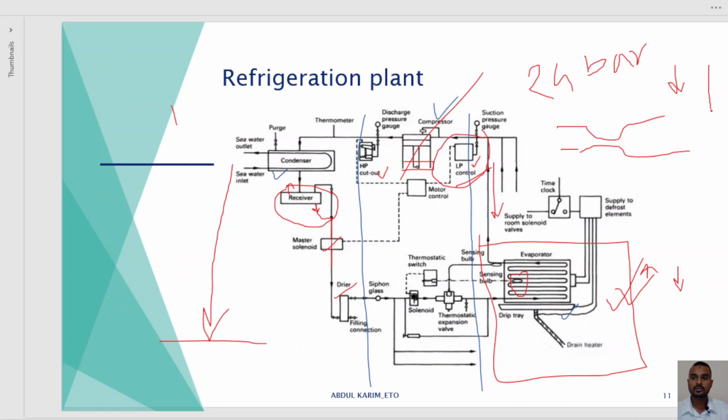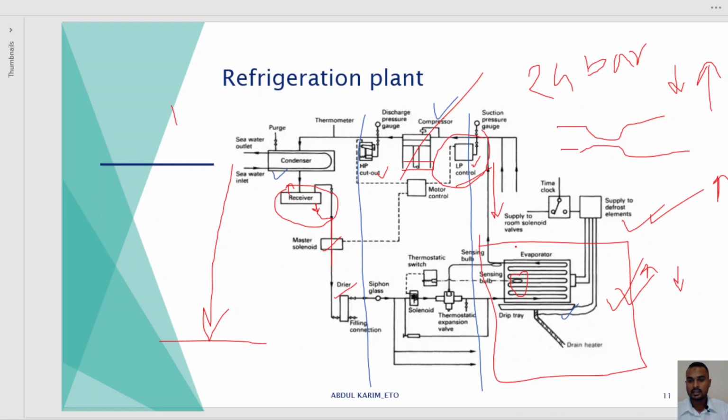Again, when the suction pressure increases, in the meantime it starts the compressor, because suction pressure increasing means the evaporator or the enclosed region's temperature is getting too high. Okay, here in the right side view, we see the defrost element. Why is this defrost element used in the refrigeration plant?